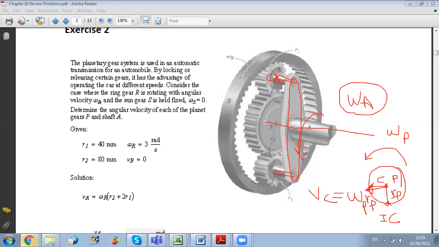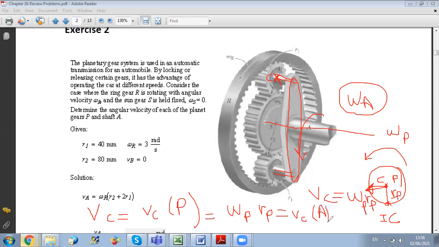Now, C is common between gear P and the shaft, so I can write VC another way. This is the main idea in this problem: I express the velocities in two ways to find my unknown. The first way, as a point of P, is equal to omega P RP. The second method is as a point of shaft A, so it's equal to VC as a point of shaft A.